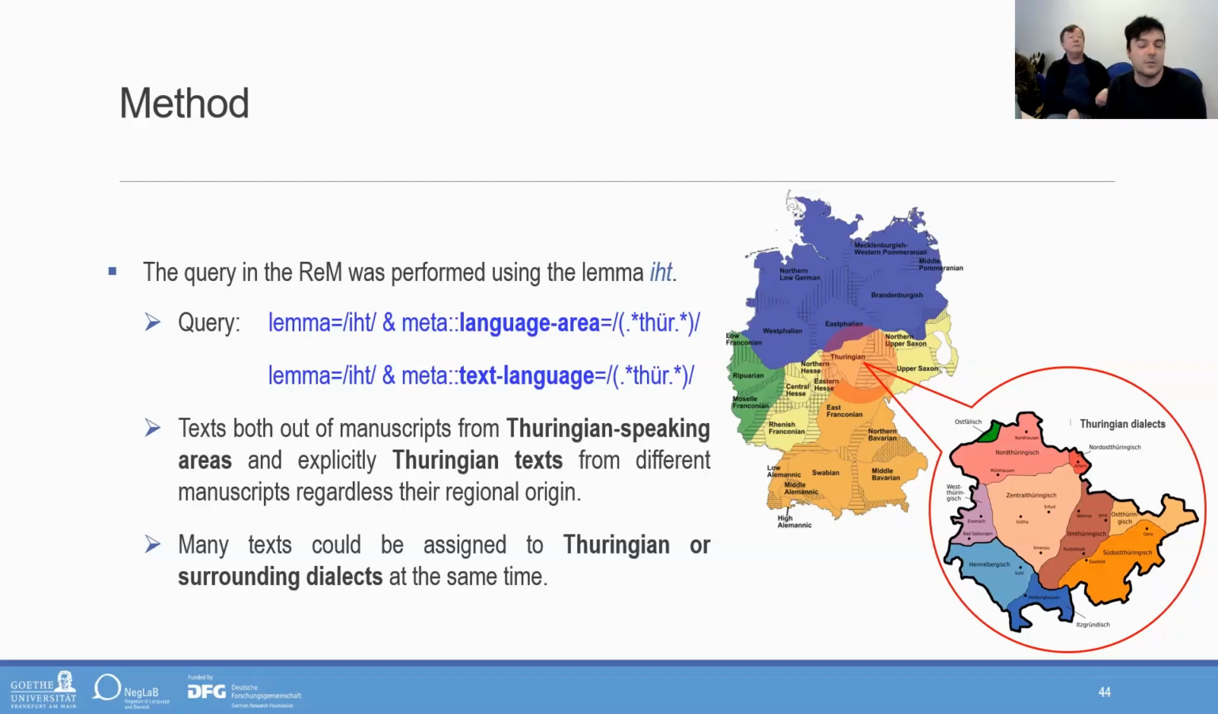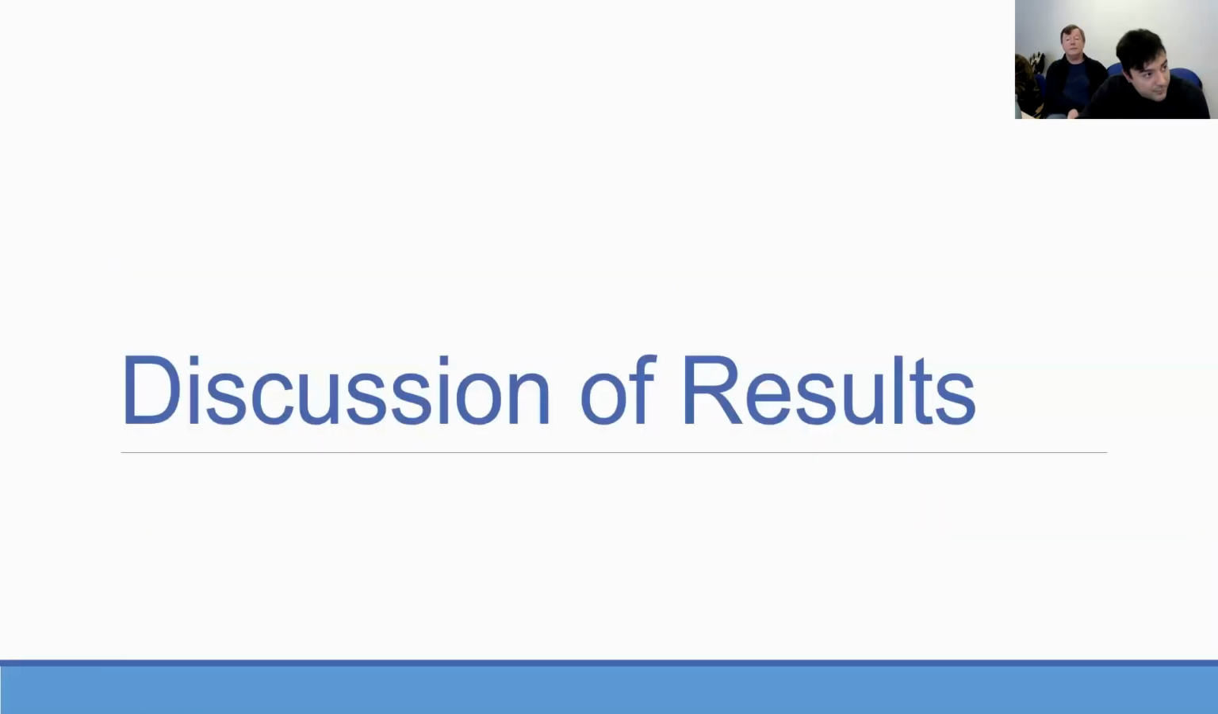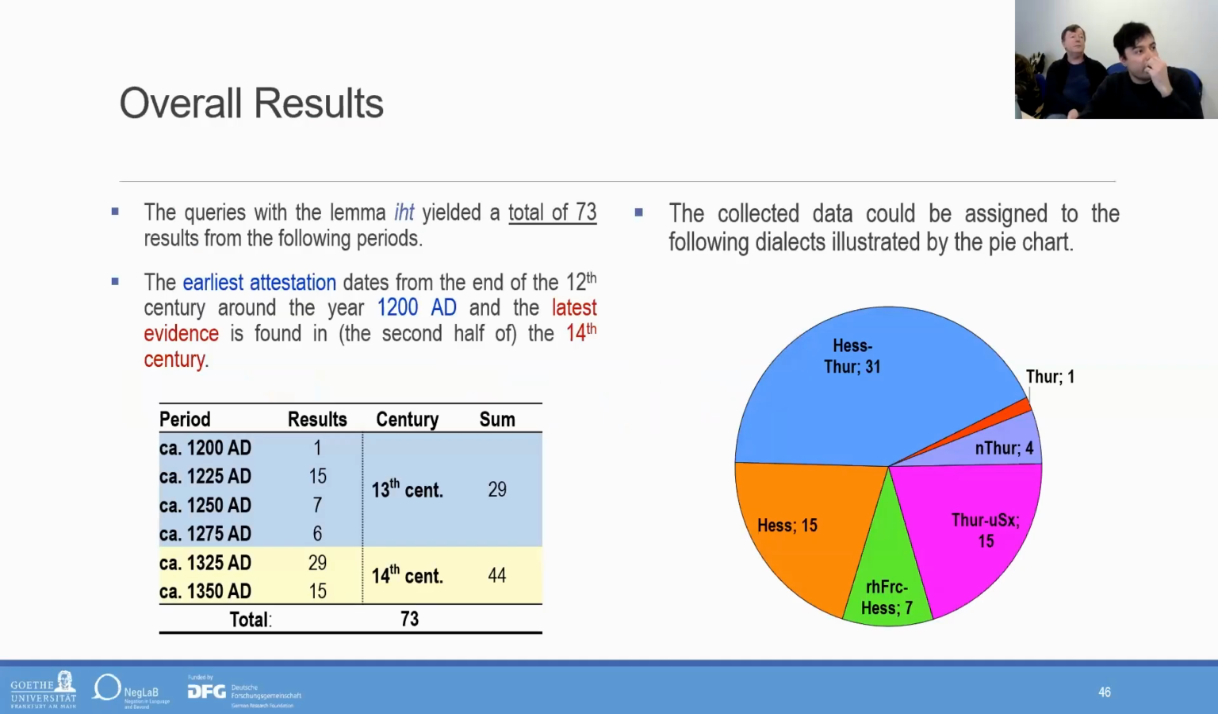Some of them could be associated with two different dialects, so it's not really clear. It could be Thuringian, but it could also be Hessian. So we will see how the results are. In total, we found 73 different results with ich in them. The earliest attestation was from the 12th century, and the last one we found from Middle High German was from the second half of the 14th century.